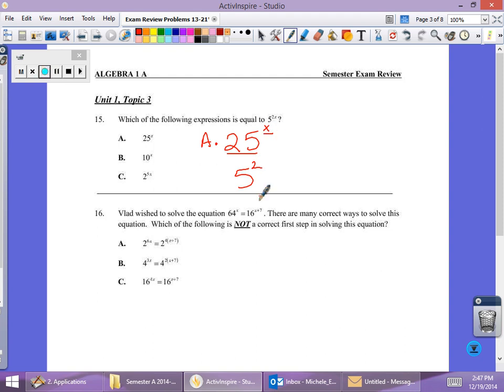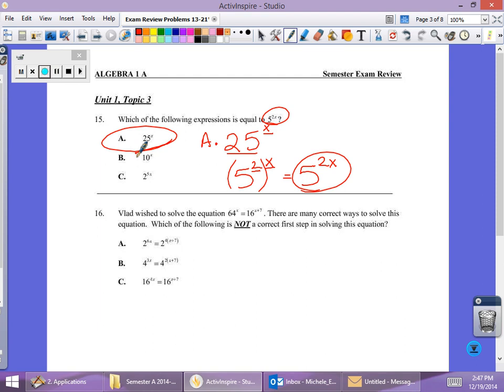But I still had this x as an exponent, so I'll put parentheses around the 5 squared and put the x on the outside. Now, one of the properties of exponents that we learned is that when we have a power to a power, we take those powers and multiply them. And if I multiply those two powers, 2 times x is 2x, and this is exactly what we were looking for. So my answer is A.